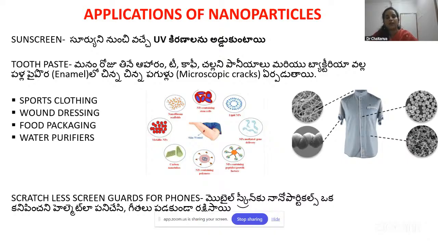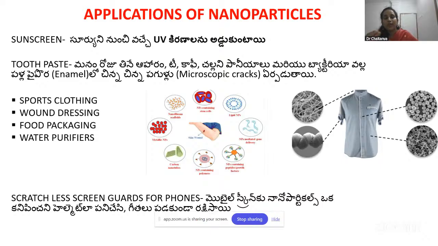I think everybody brushes their teeth twice a day, in the morning as well as at night. So do you ever think what toothpaste is made up of? This toothpaste also has nanoparticles. See, throughout the day you have so many food items, whether cool items or hot items, we keep eating something. So what happens is, there is an enamel coating on our teeth. I think everybody knows that.